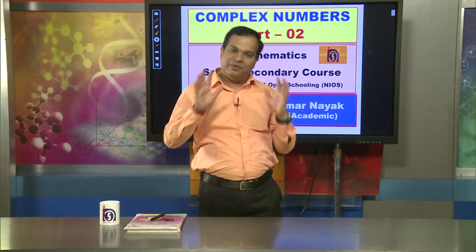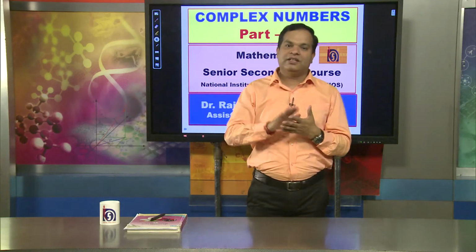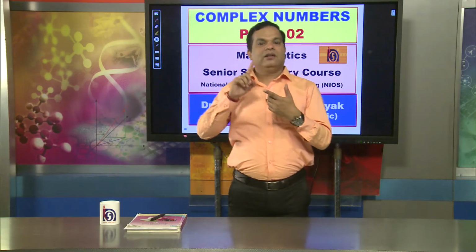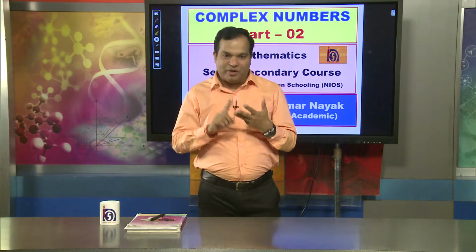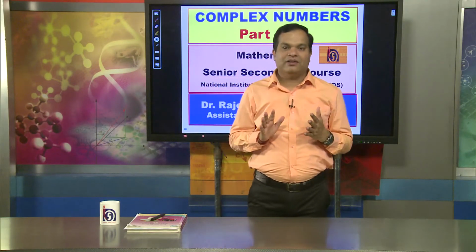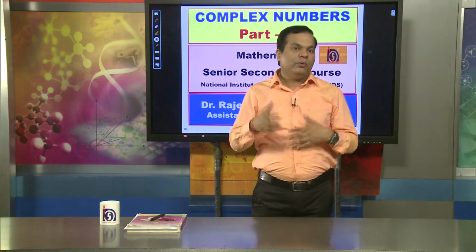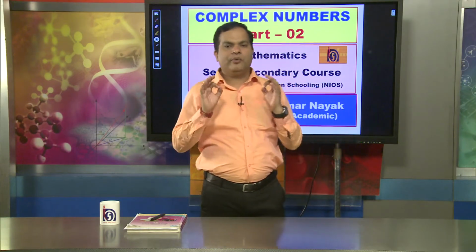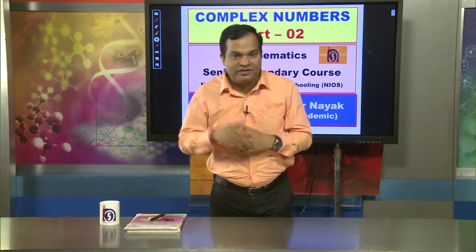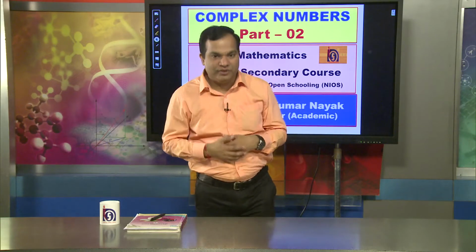That means we already know basically four operations: addition, subtraction, multiplication and division of complex numbers. Also, we will discuss how to find the square root of a complex number. That part we will discuss now.